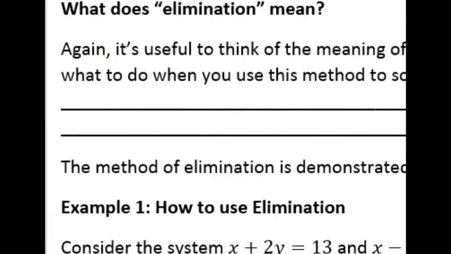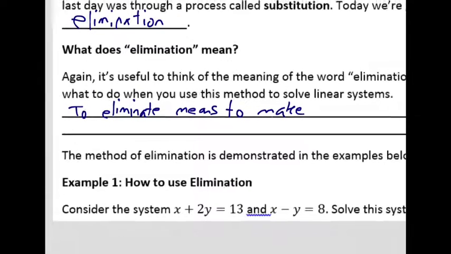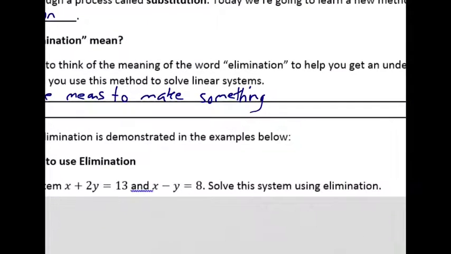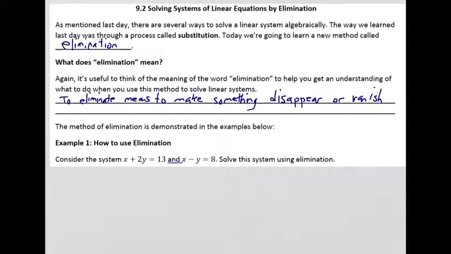So to eliminate means to make something disappear. Like magic. Or vanish, I guess we could say as well. Okay? That definition will help us to understand how to use the method of elimination to solve systems. Okay? Because you're essentially doing that.